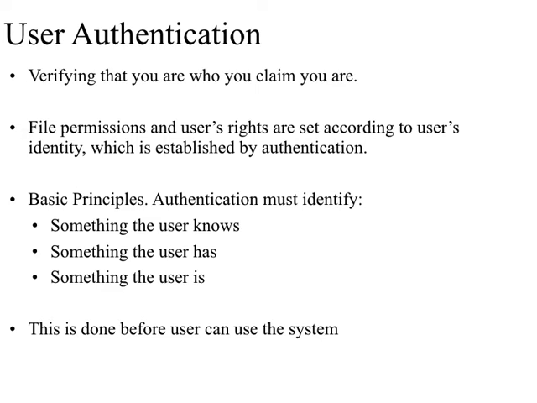Some of the basic ways in which authenticity of a user is established is by means of either something the user knows, or something the user has, or something the user is. So we'll see examples of each of these in the subsequent slides.